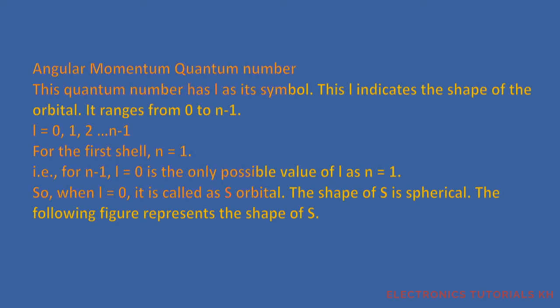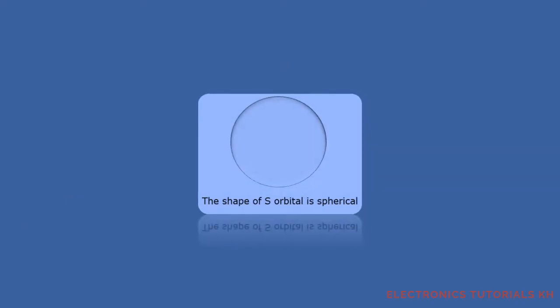Angular momentum quantum number. This quantum number has l as its symbol. This l indicates the shape of the orbital. It ranges from 0 to n-1. l equals 0, 1, 2, ..., n-1. For the first shell, n equals 1, i.e., for n=1, l equals 0 is the only possible value of l. So, when l equals 0, it is called an s orbital. The shape of s is spherical. The following figure represents the shape of s.